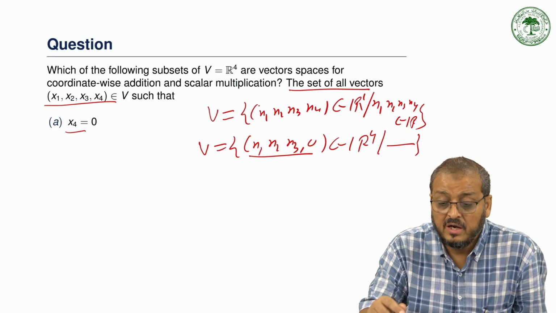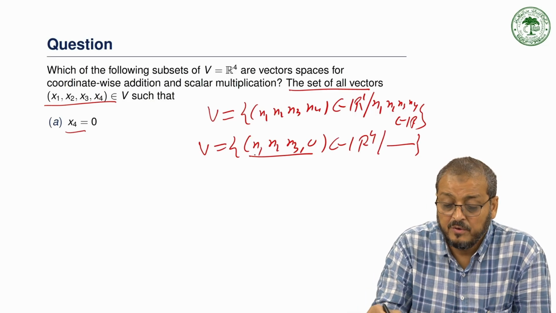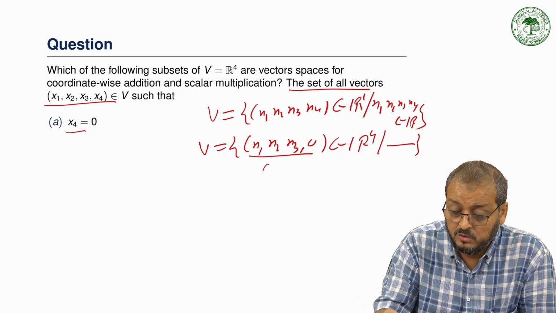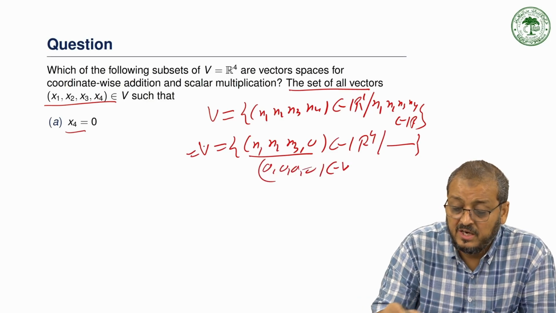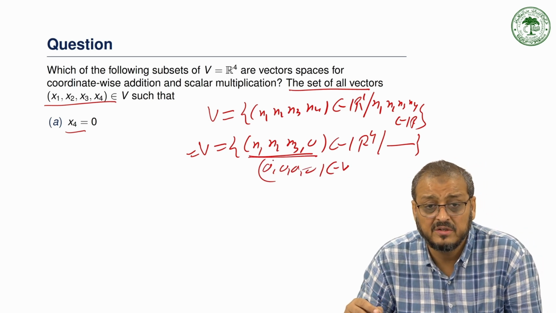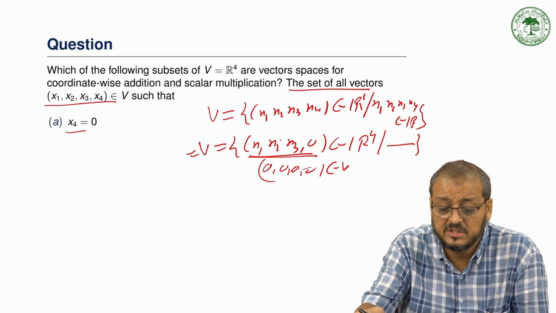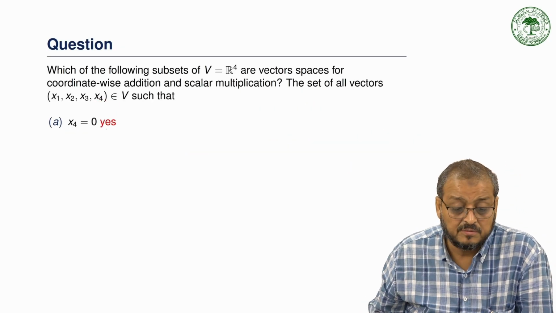This is under the usual componentwise addition and multiplication, because we know that 0, 0, 0, 0 is an element of this set, and under addition this is also closed, and under scalar multiplication it is also closed, because it is a subset satisfying all these things. So the answer is yes.